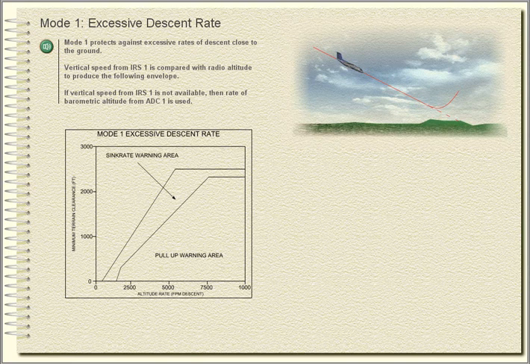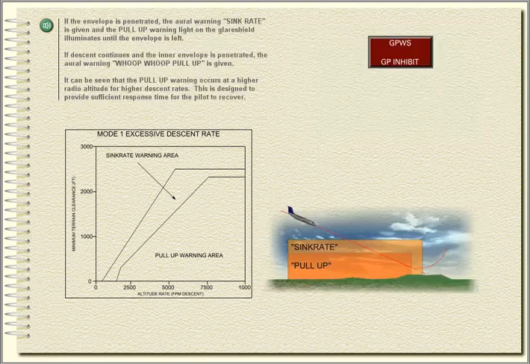Vertical speed from IRS-1 is compared with radio altitude to produce the following envelope. If vertical speed from IRS-1 is not available, then rate of barometric altitude from ADC-1 is used. If the envelope is penetrated, the oral warning "Sink rate" is given and the pull-up warning light on the glare shield illuminates until the envelope is left.